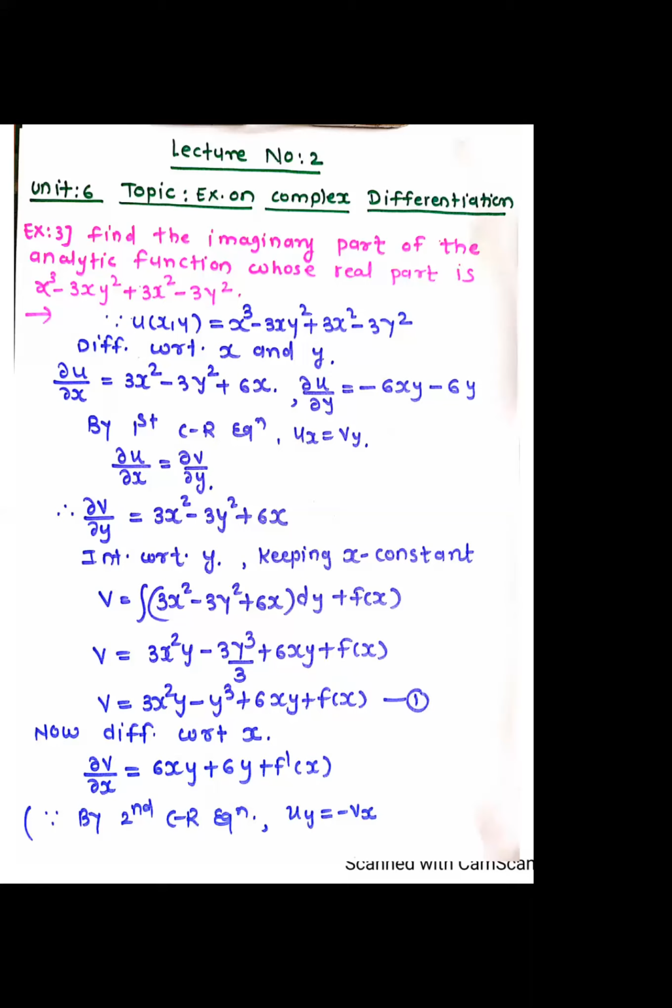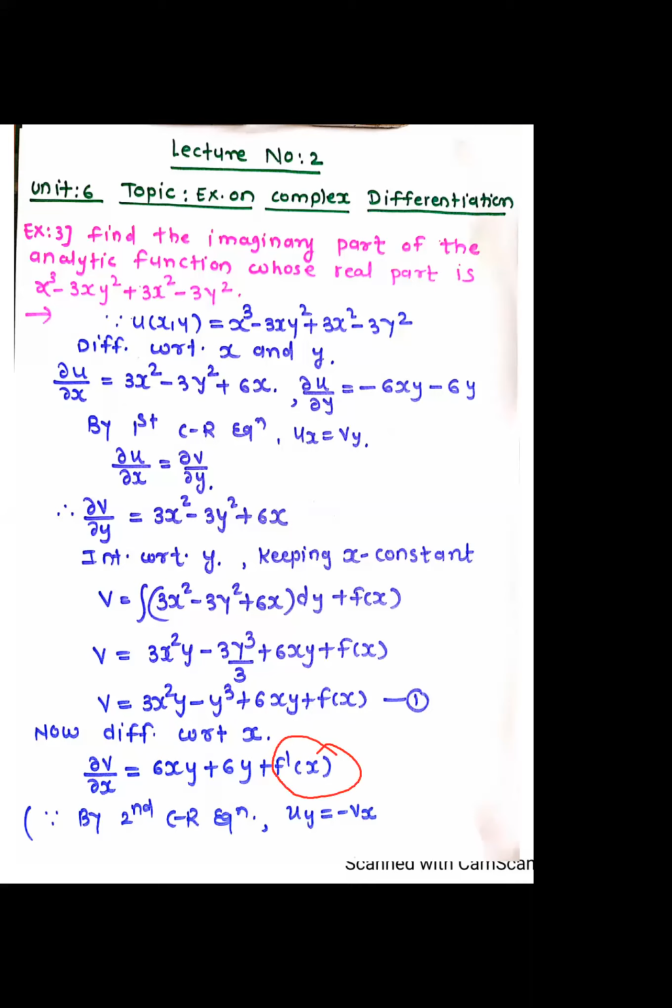We are going to differentiate with respect to x, so we'll get dabba v upon dabba x. Dabba v upon dabba x will be, here, v with respect to x, scalar with respect to x. See, the derivative of 3x square is 6x, y cube as it is. Y cube will be 0, and 6xy, its derivative is 6y, plus f of x, its derivative, that is f dash of x.